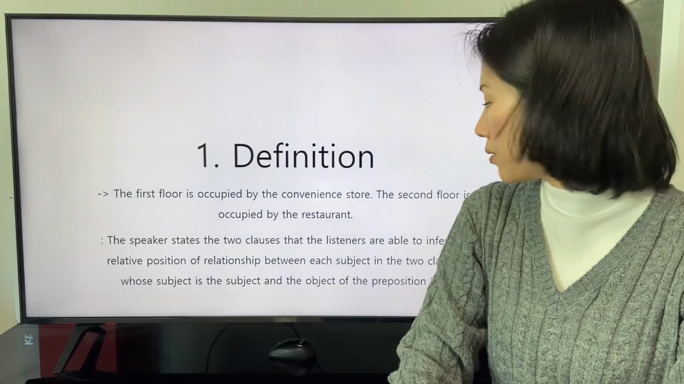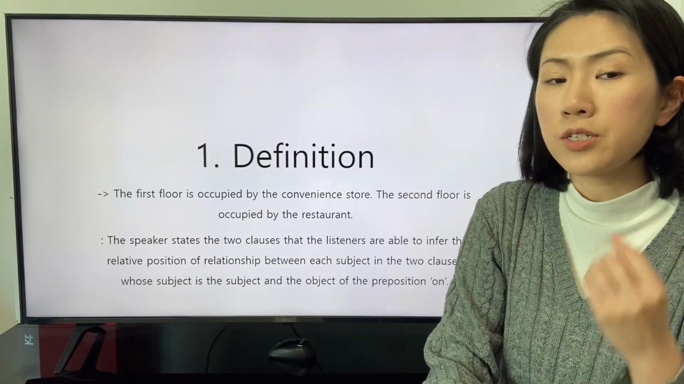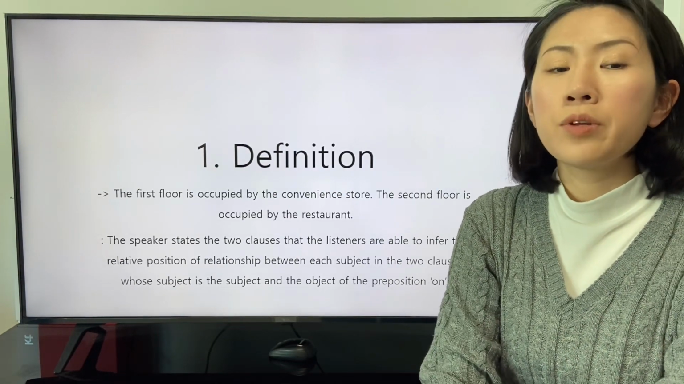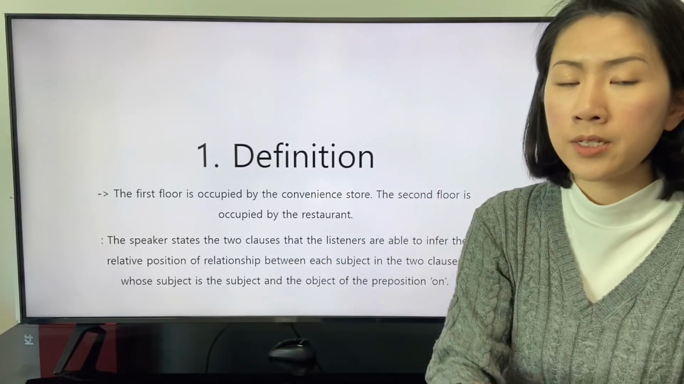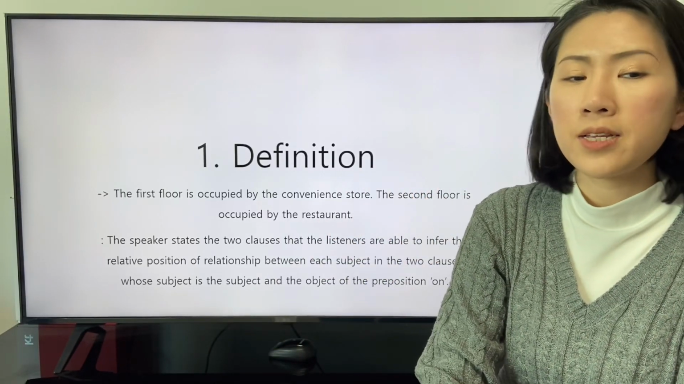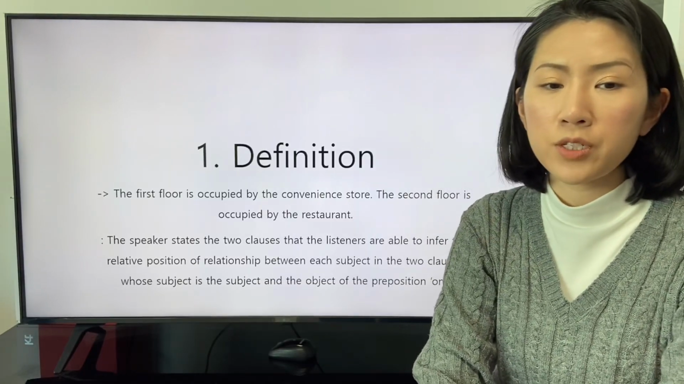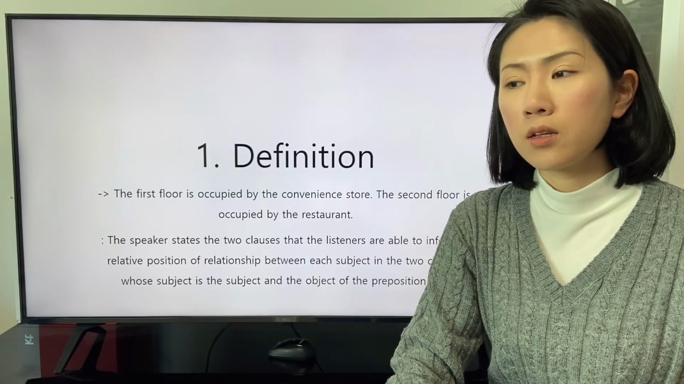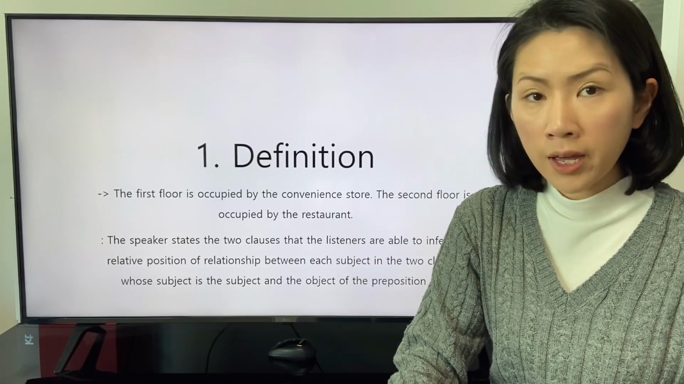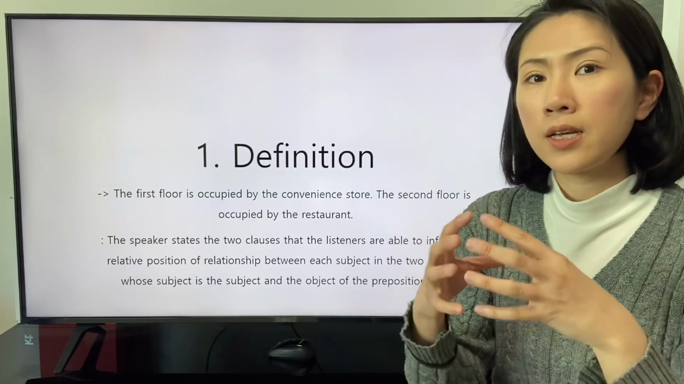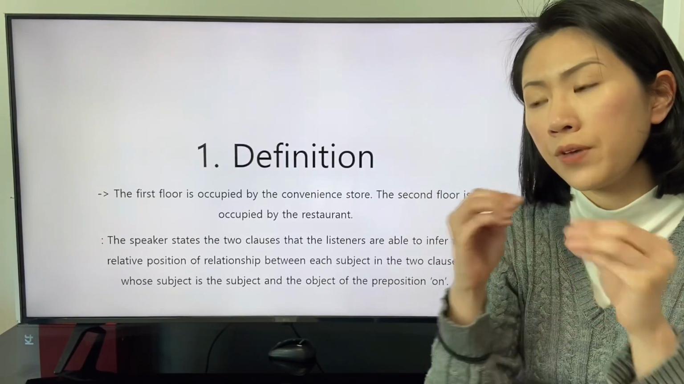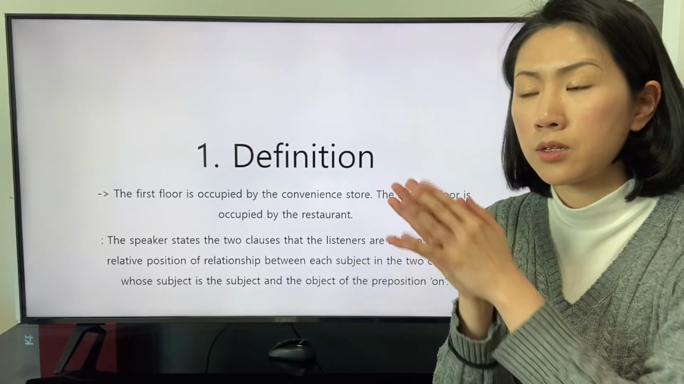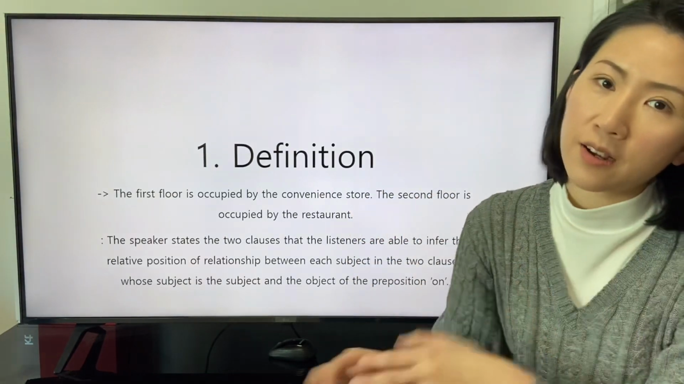The speaker states the 2 clauses so that the listeners are able to infer the relative position of relationship between each subject in the 2 clauses whose subject is the subject and the object of the preposition on. So the preposition on is okay not to apply it in a clause to reveal the relative location between the subject and the object of the preposition.